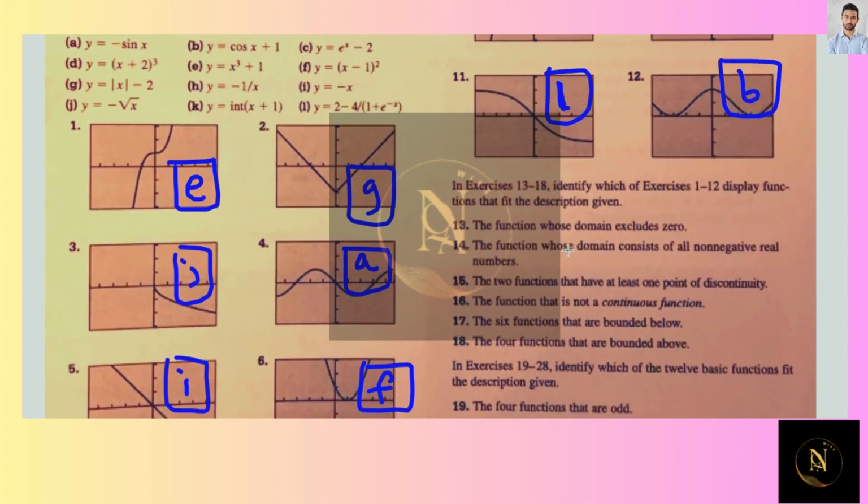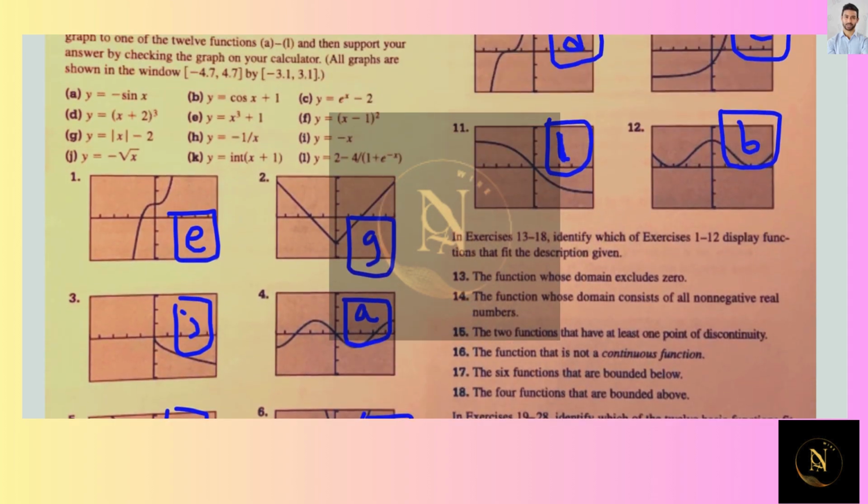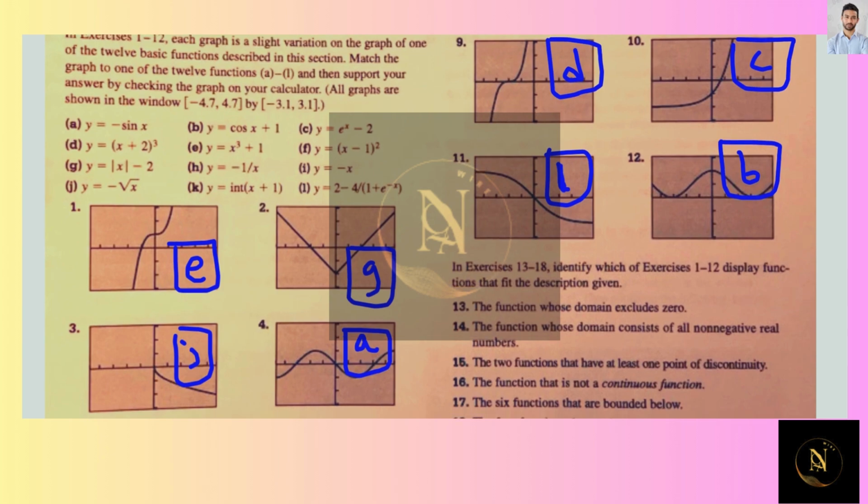The function whose domain excludes 0. Well, you can't divide by 0. So which one excludes 0 would be 8.